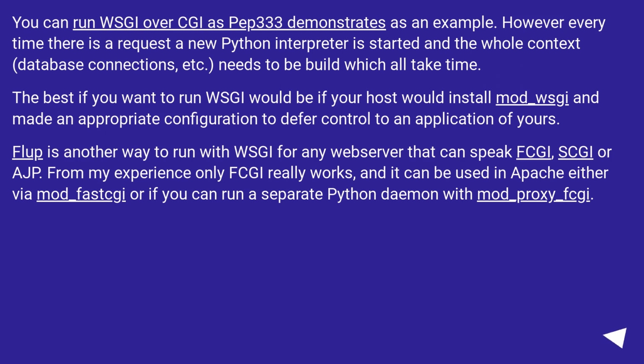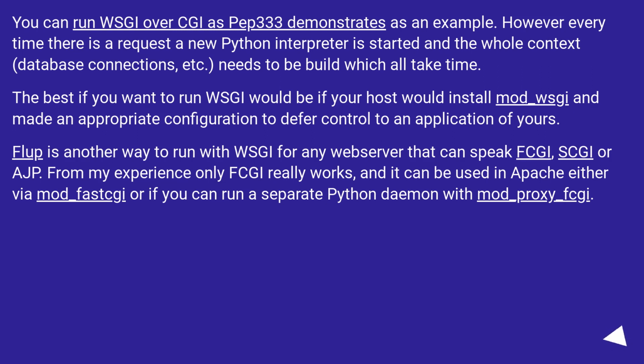You can run WSGI over CGI as PEP 333 demonstrates as an example. However, every time there is a request, a new Python interpreter is started and the whole context, database connections, etc. needs to be built, which all take time. The best if you want to run WSGI would be if your host would install mod_WSGI and made an appropriate configuration to defer control to an application of yours.